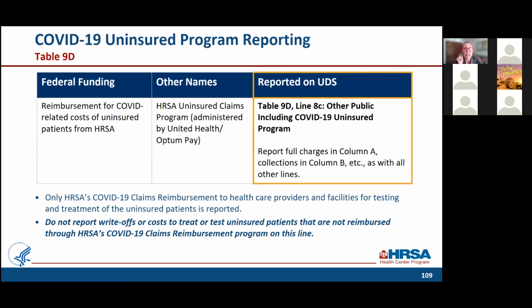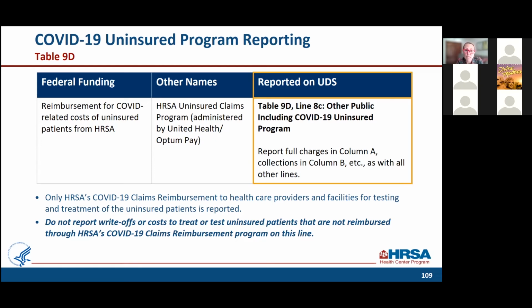So this was noted on that last slide, but COVID-19 uninsured program revenue is reported under other public on this table. Note that this program is specifically for uninsured patients. So these patients must be uninsured on table 4. In the other public section of table 9D, there's now a line for HRSA COVID uninsured program reporting. This is line 8C. And like all other lines, it's required that you report full charges in column 8A, the collections in column B, and the adjustments in column D.